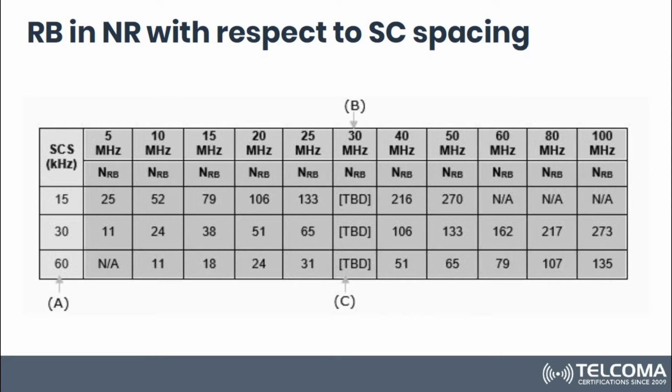So one input is the subcarrier spacing, and the other input is the bandwidth, and then we calculate the number of resource blocks we will get in that configuration.